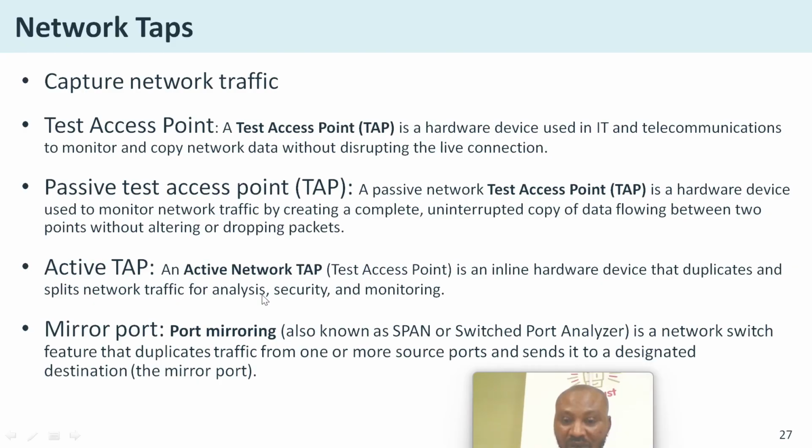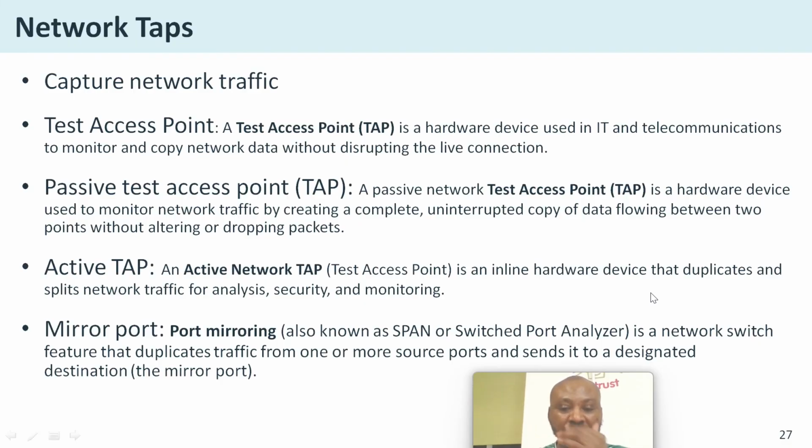Whereas for the active one, say you have two switches. You could have this active test access point connected to both of them. It says it's an inline hardware device that duplicates and splits network traffic for analysis, security, and monitoring. So what it does is sit inline between your two switches. That device will split the network traffic into a duplicate part, so that you can analyze and monitor what's going on.